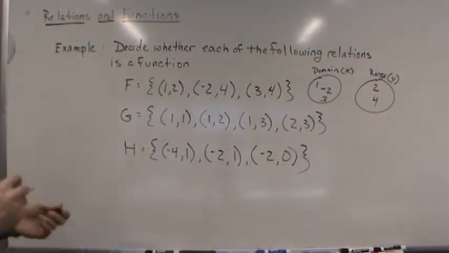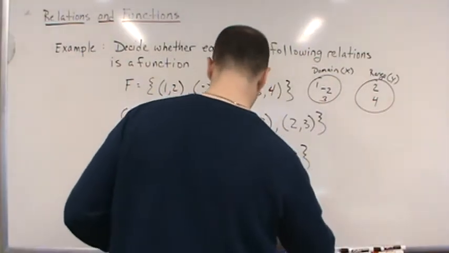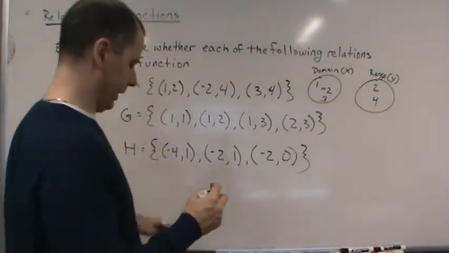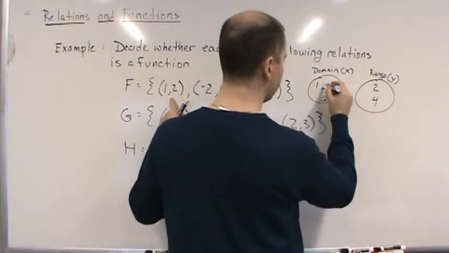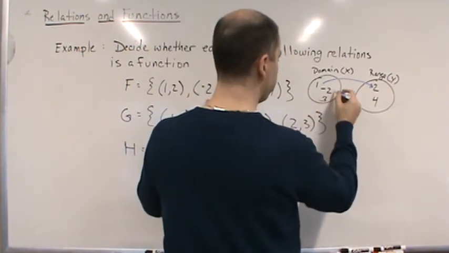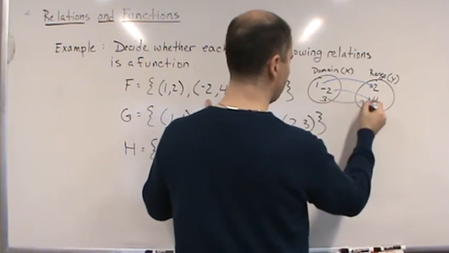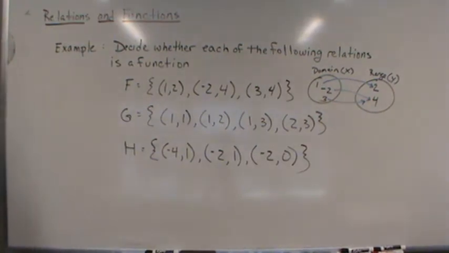Okay, now, what I'm going to do is I'm going to draw arrows from the x values in the domain to the y values in the range. And so 1 goes to 2, -2 goes to 4, and 3 also goes to 4. And so the question is, okay, does this represent a function? Well, the answer is yes.